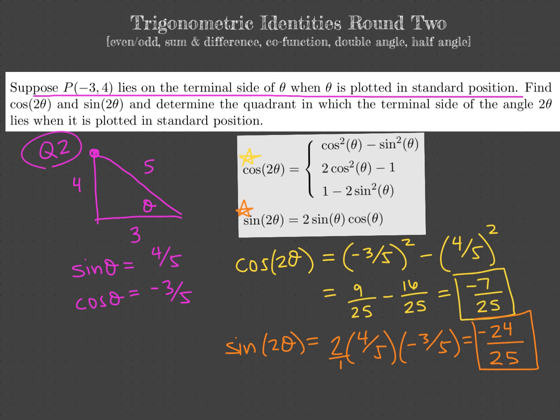Well, how do we know? If we were in quadrant 3, the cosine and the sine of that doubled angle would both be negative, because that's what happens in quadrant 3. Whereas if our doubled angle was in quadrant 4, the cosine would be positive and the sine would be negative. We clearly have a situation here where both the cosine and sine of that doubled angle are negative. Therefore, 2 theta is in quadrant 3.